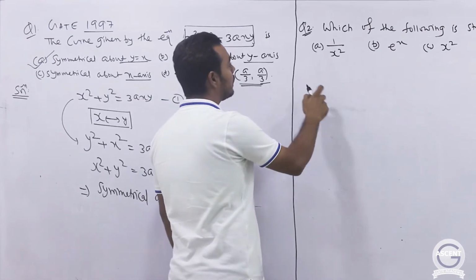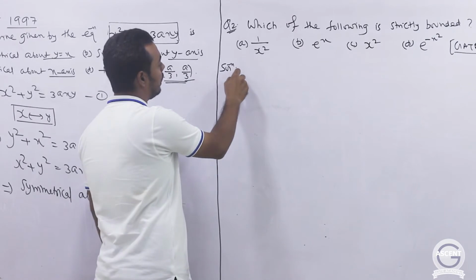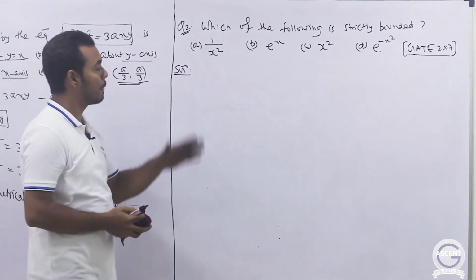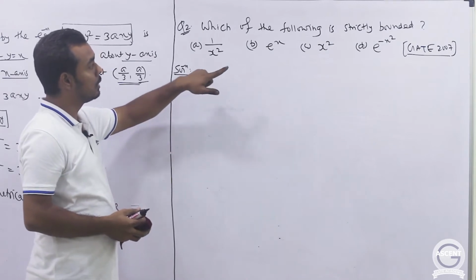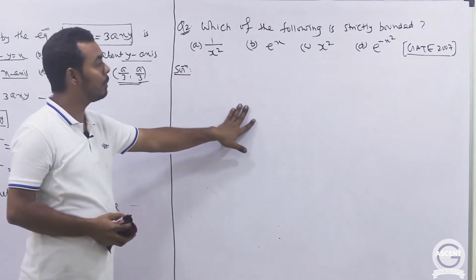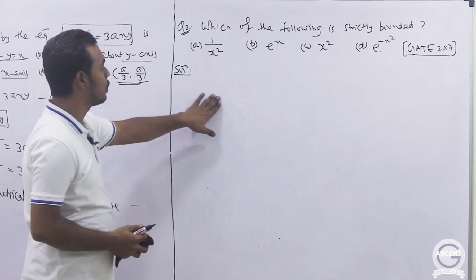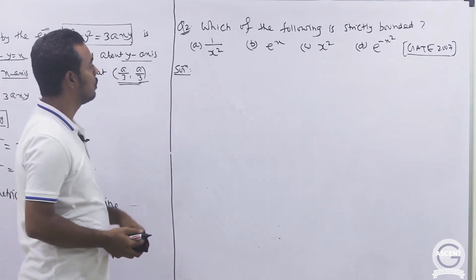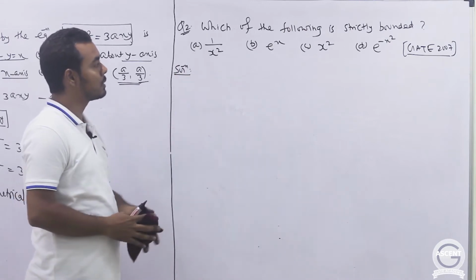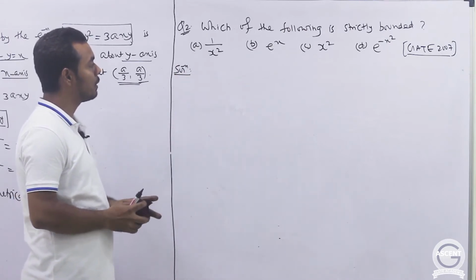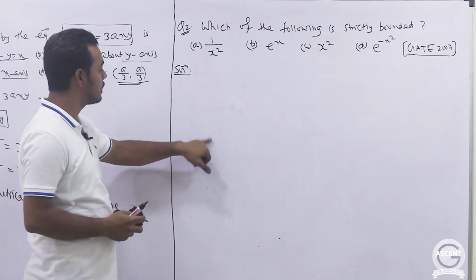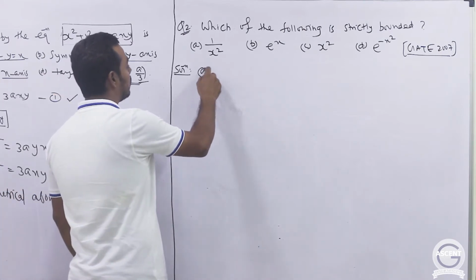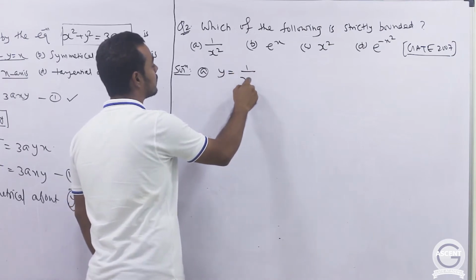Then the second one is related to bounded and unbounded functions. The second question says, which of the following functions is strictly bounded, and four options are given. In each of these four options, if you know the graph of these functions, or if you can see the range, then you can easily see whether it is bounded or unbounded. For the first one, y equals 1 by x square.